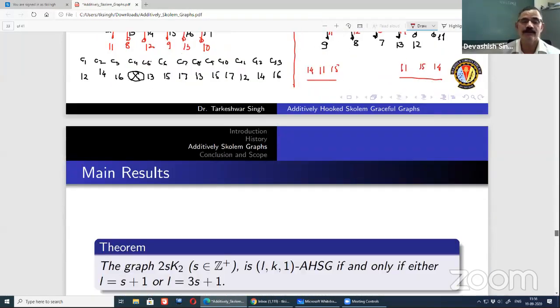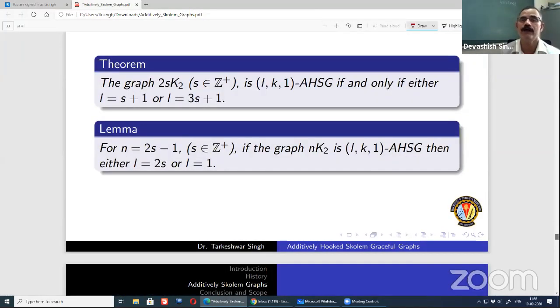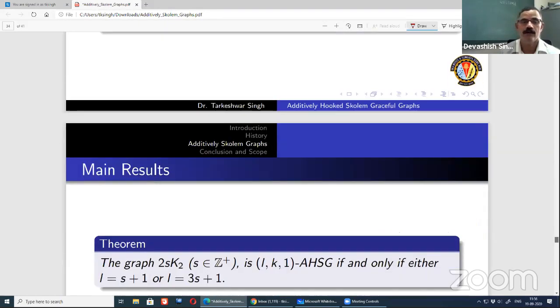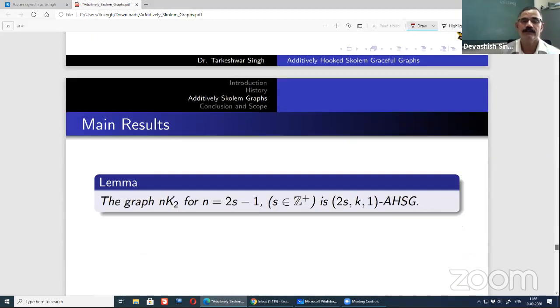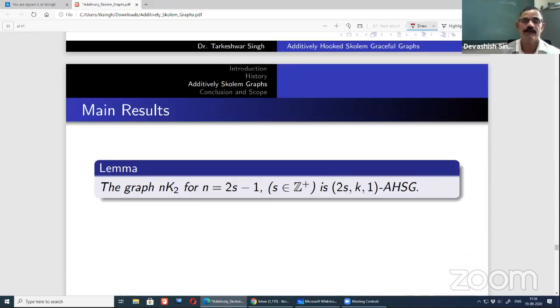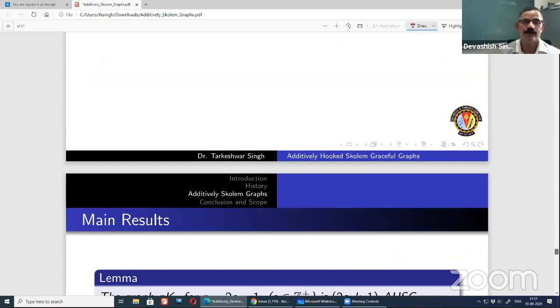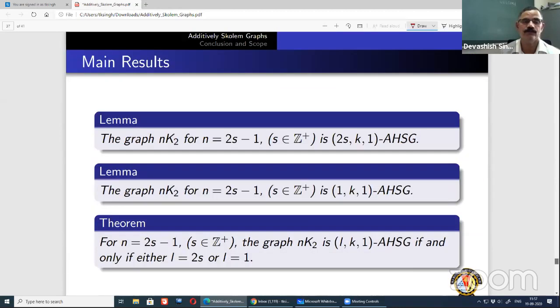So these are some results we are able to find out. Again, the if and only if case we are able to do with the disconnected copies of K2, and many other results we are able to find. We have established that one. Another result we have discussed is that when n is equal to 2s minus 1, then it is also going to be an additively hooked Skolem graceful graph, and many more. So these are some results we are going to discuss.